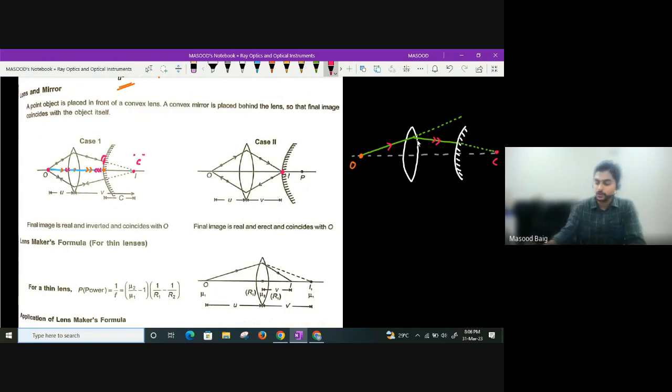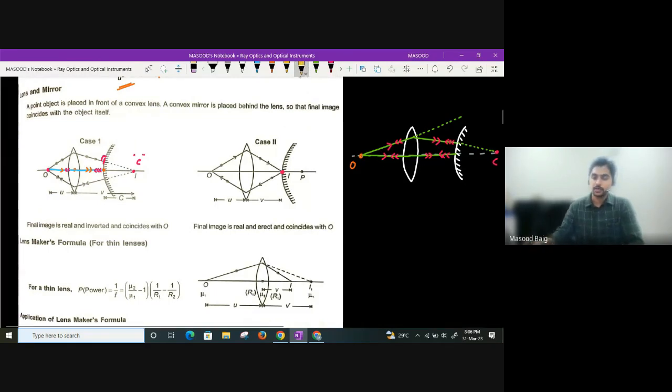Yes or no? So whenever an incident ray is passing through the center of curvature, will it retrace its path or not? Yes, it is going to retrace its path. In the same manner, you can take one more ray. It is passing through the optical center, so it will move undeviated. So this is our incident ray. This is our refracted light. Again, you can see this will be our reflected light. This will also be our reflected light. So again, the final image will be forming at point O itself.